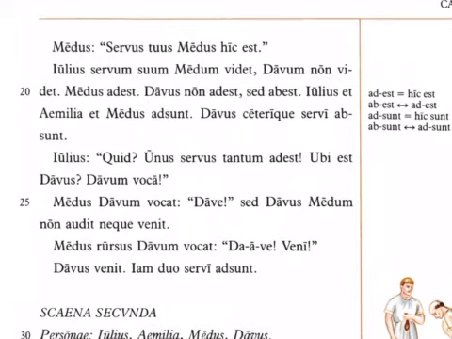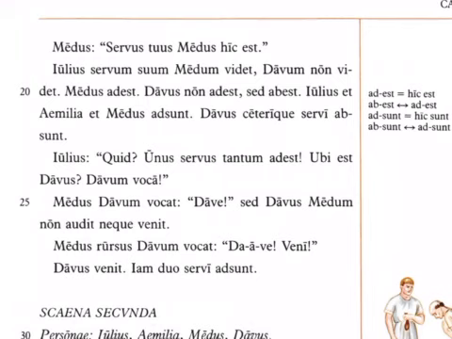Okay, sed Davus Medum non audit, but Davus does not hear Medus. Neque venit, nor does he come, and he does not come. Medus rursus Davum vocat, Medus again calls for Davus. Dave, veni, Davus, come. Davus venit. Davus comes. Iam duo servi adsunt. Now two slaves are present.